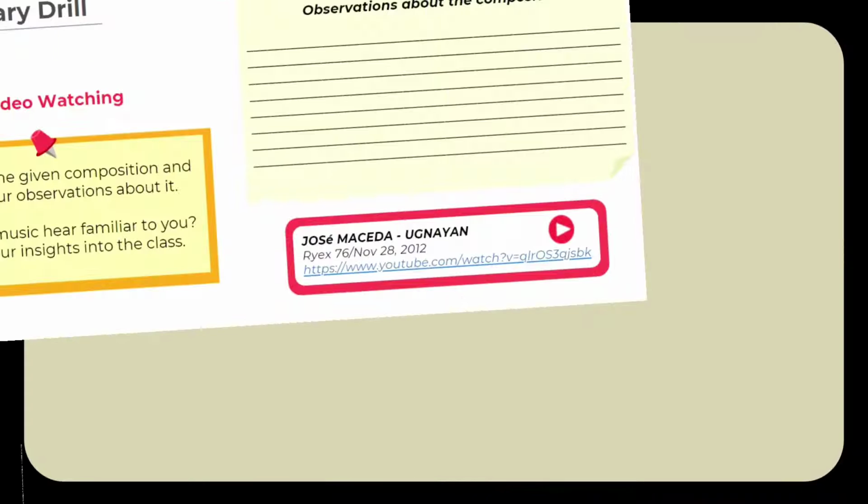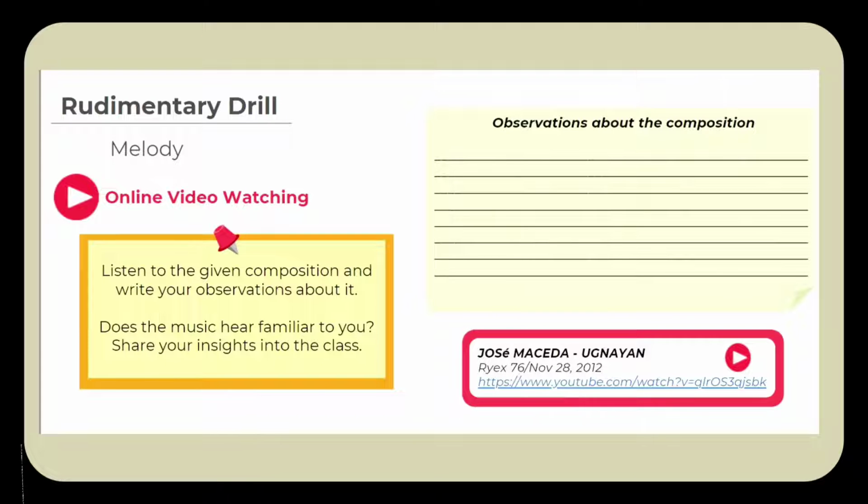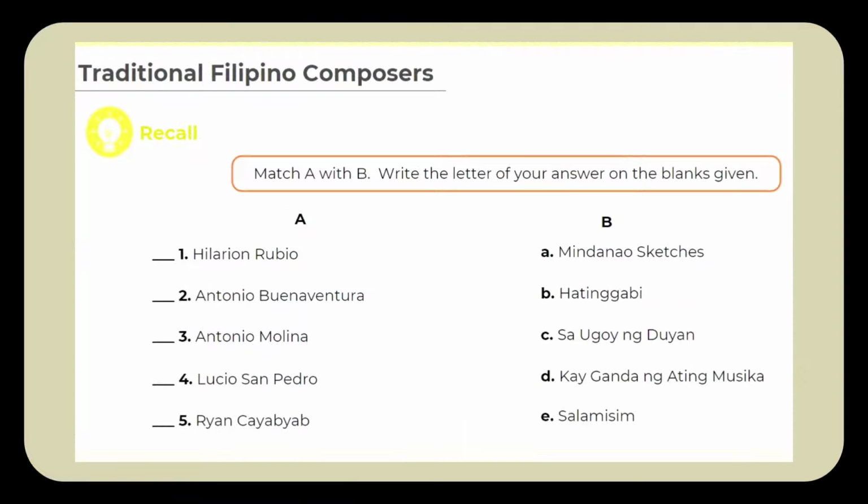Listen to the given composition and write your observations about it on the space provided. Is the music here familiar to you? Share your insights with the class. Identify the compositions of the following traditional composers. Write the letter of your answers on the blank.